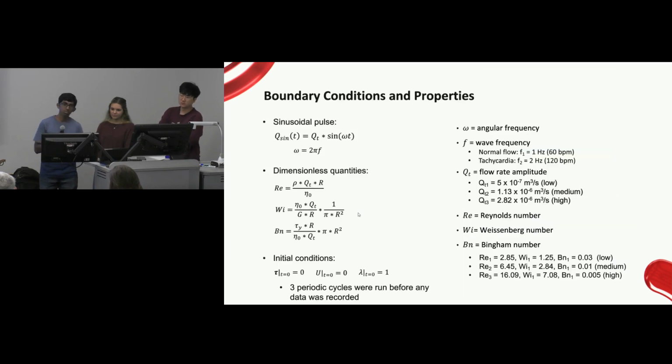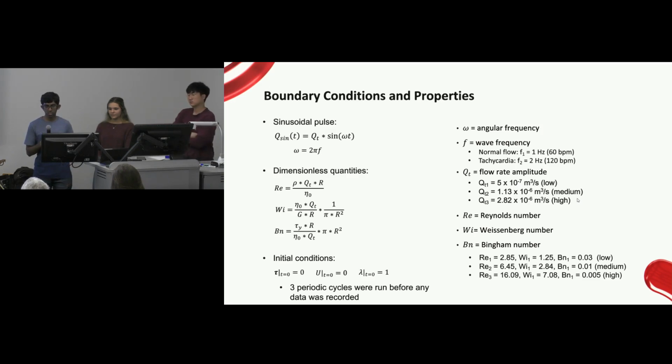Okay, so now moving on to the boundary conditions and properties. The primary one still yet to be mentioned was how to incorporate Womersley flow, which was done using a sinusoidal pulse, essentially a sine wave. There were two wave frequencies that were assessed, one for a normal heart rate and one for tachycardia, or elevated heart rate. There are also three different flow rate amplitudes that were assessed, which in turn give rise to low, medium, and high values of these three dimensionless quantities, which you may also recognize, especially Reynolds number.